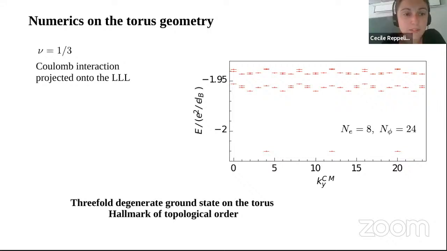Yes, so the Hamiltonian is a Coulomb interaction. So yeah, just plain Coulomb. I believe here I just used Coulomb, but you could use some screening additionally. And you project it onto the lowest Landau level. So you project it in the basis of the Landau orbitals in the lowest Landau level.